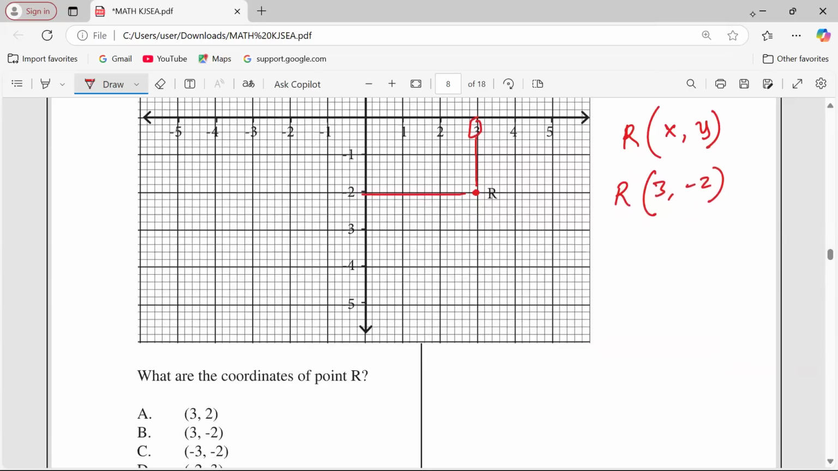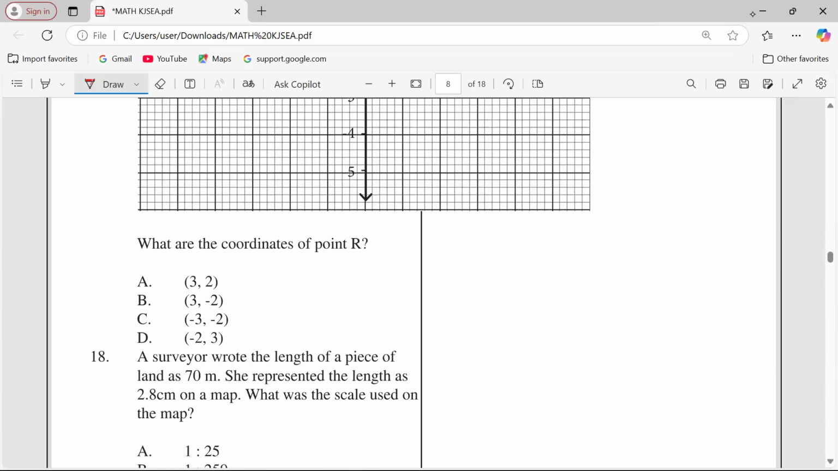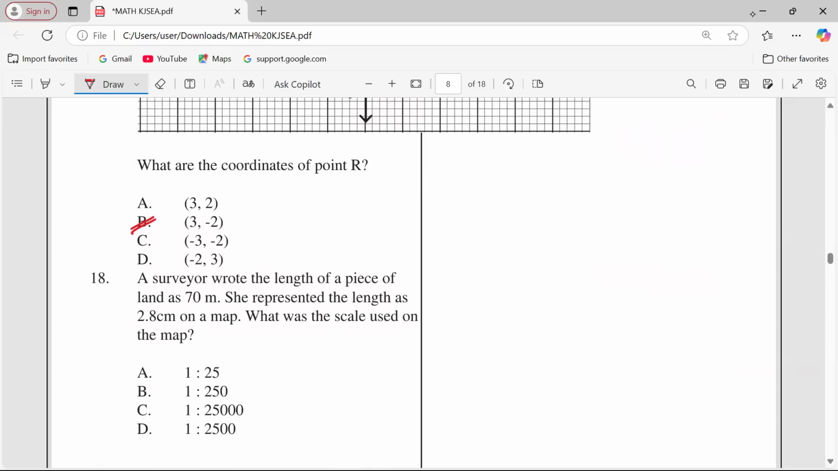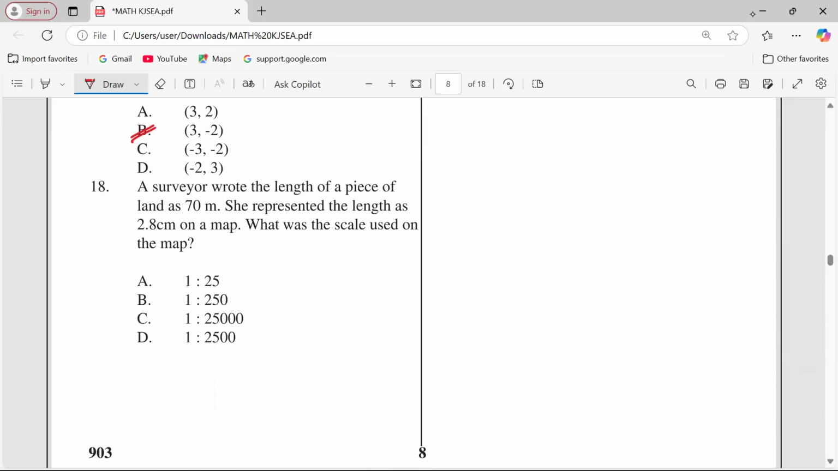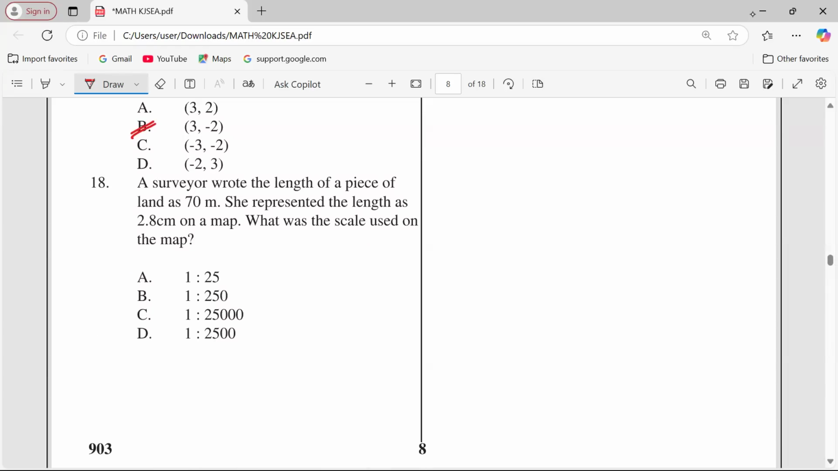So 3, -2, and that makes B the most appropriate answer in this case. Look at 18 now. A surveyor wrote the length of a piece of land as 70 meters. She represented the length as 2.8 centimeters on a map. What was the scale used on the map?